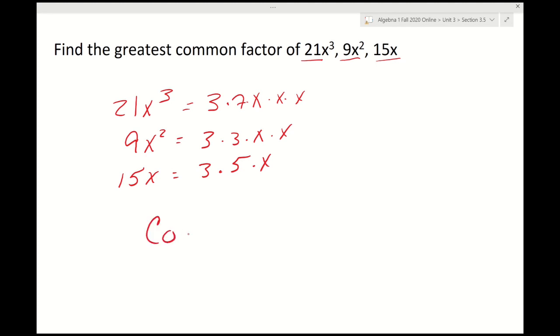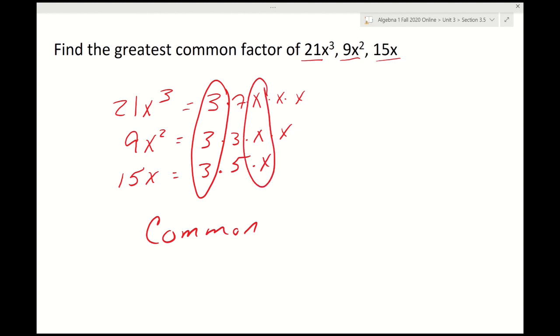If we look at these, what do they all have in common? Well, they all have a 3, and they all have an x multiplied together. So the common factor is 3x.